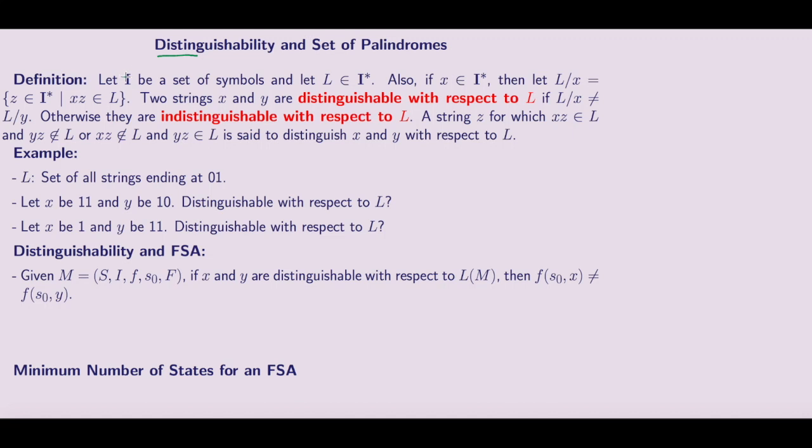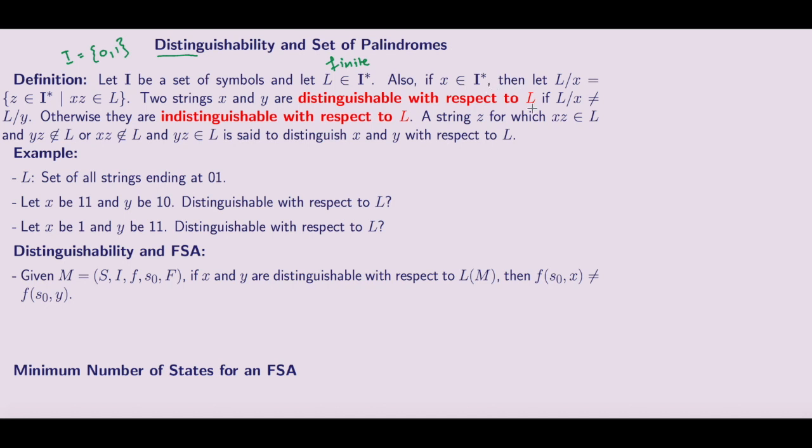So if we have I as a set of symbols, usually I is just 0, 1, but it can be any finite set. And then let L be a subset of I star. So I star is the set of all the combinations of strings we can get from concatenating each symbol of I. So obviously this is an infinite set. It's a subset of I star.